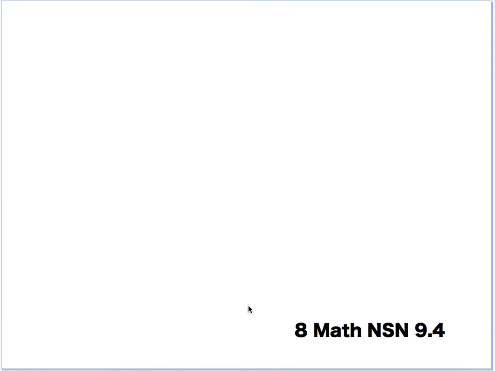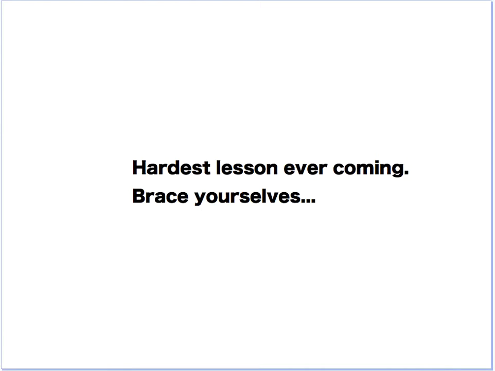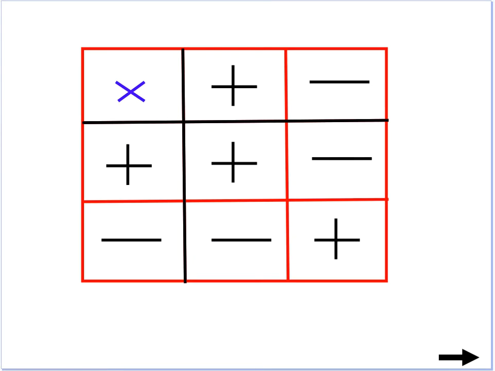All right, grade eights. This is the math lesson about how we multiply positive and negative integers. This is section 9.4 in your textbooks. So get ready because this is quite possibly the hardest lesson that you will ever have. Just kidding, it's super easy.